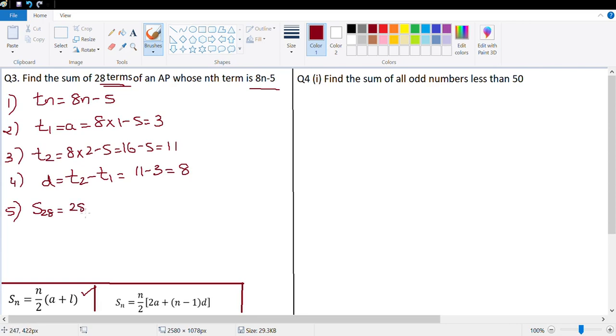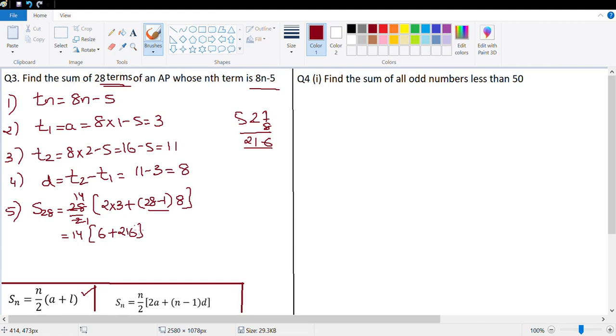That will be n upon 2. Yes, 28 upon 2, times 2a + (n - 1), that's 28 - 1 times d. This is 14 times 6 plus, that's 28 - 1, 27 into 8. 27 into 8, that's 7 into 8, 56. 8 into 2, 16 plus 5, 216. So this is 14 times (6 + 216).